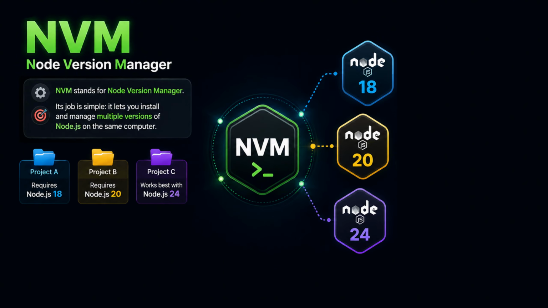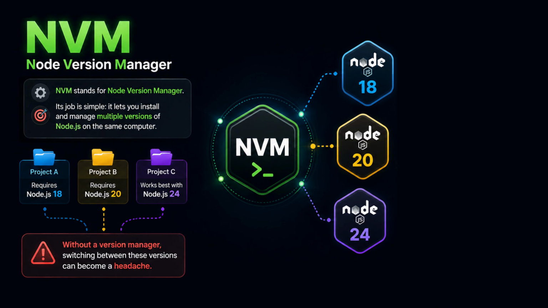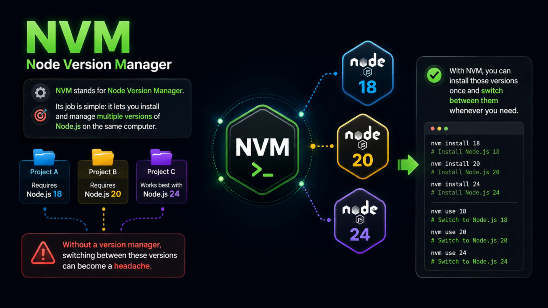For example, imagine you have one project that requires Node.js 18, another project that uses Node.js 20, and a newer project that works best with Node.js 24. Without a version manager, switching between these versions can become a headache. So with NVM, you can install those versions once and switch between them whenever you need with a simple command.